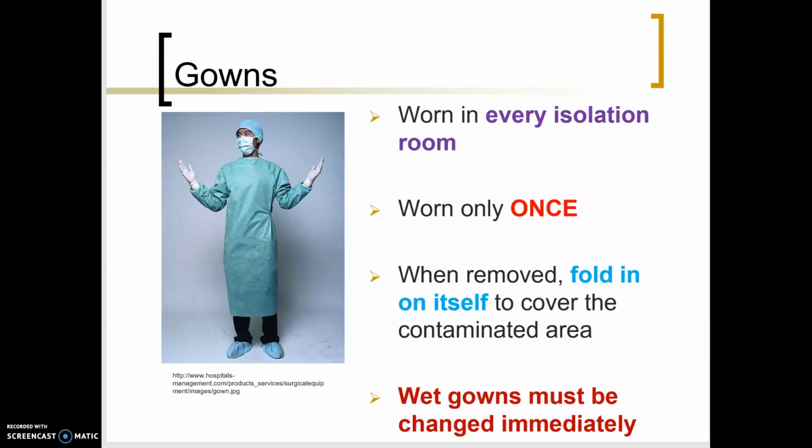So you fold it in on itself, and what that does is it contains anything that could have been contaminated on the outside of the gown on the inside. So the inside part of the gown acts as a barrier between anything that's contaminated on the outside of the gown. As soon as the gown gets wet, it's useless and it needs to be changed immediately.